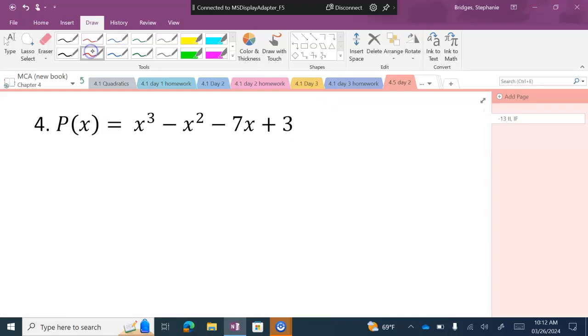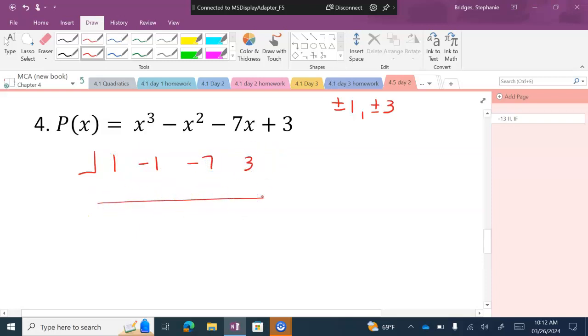Good news is I don't have very many options for my possible rational solutions. 1, -1, -7, positive 3. Quick question. Does positive 1 work? No. All right, so then I try negative 1. Does negative 1 work? No. Then I try positive 3. Does that work? Yes. All right, so that's 2, that's 6, that's negative 1, that's negative 3.